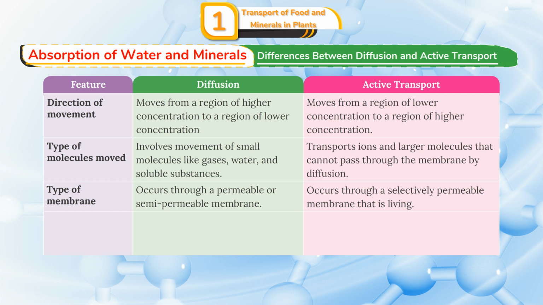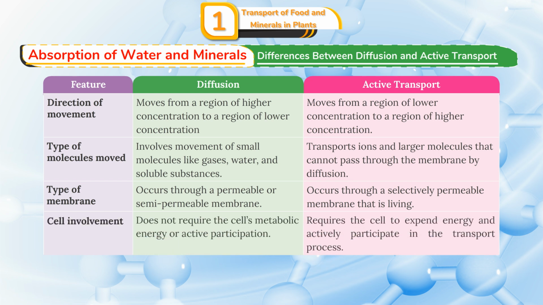Type of membrane. Diffusion occurs through a permeable or semi-permeable membrane. Active transport occurs through a selectively permeable membrane, that is living. Cell involvement. Diffusion does not require the cell's metabolic energy or active participation. Active transport requires the cell to expend energy and actively participate in the transport process.